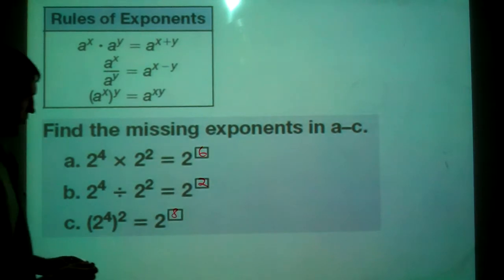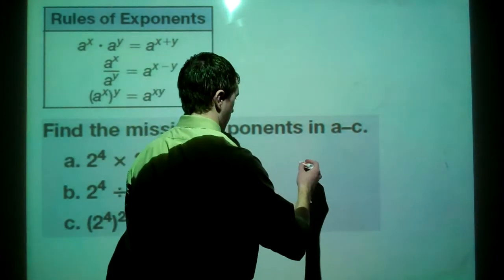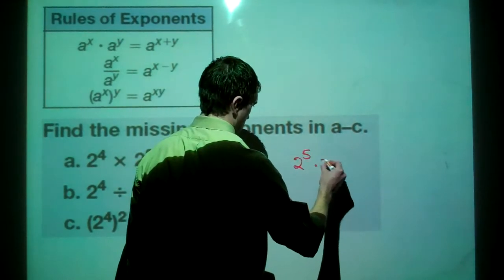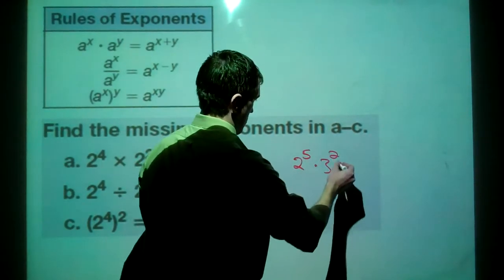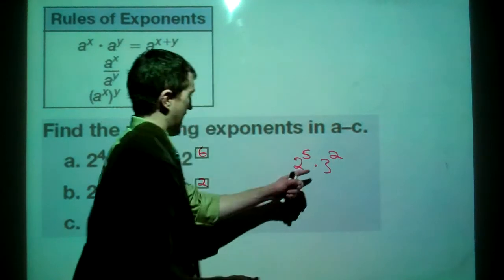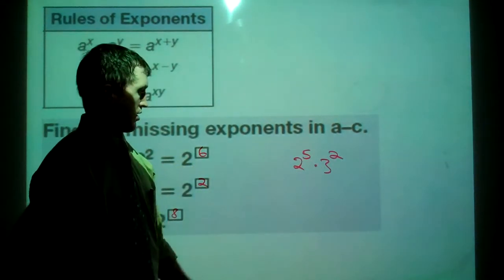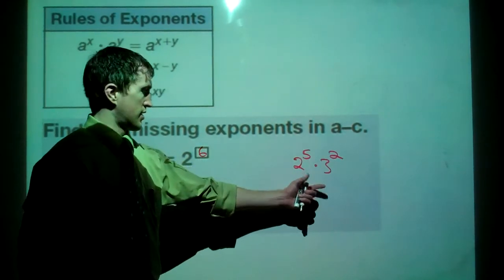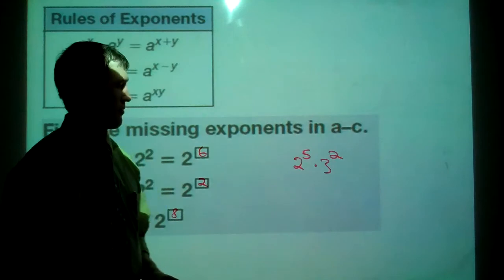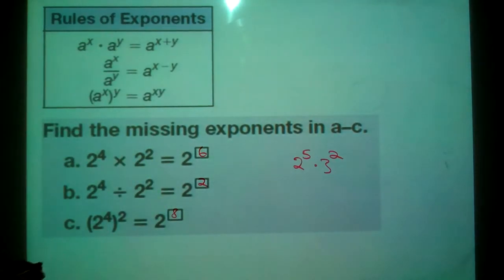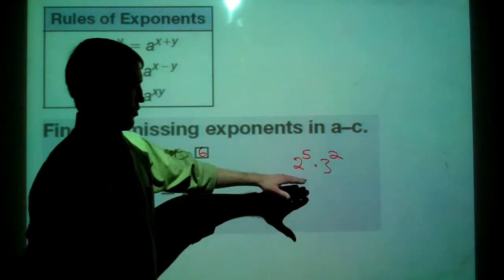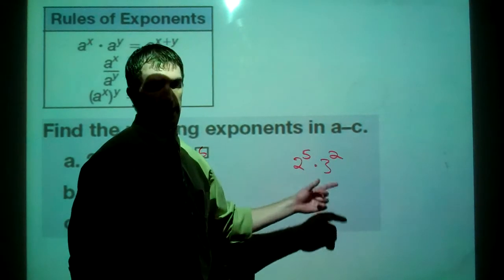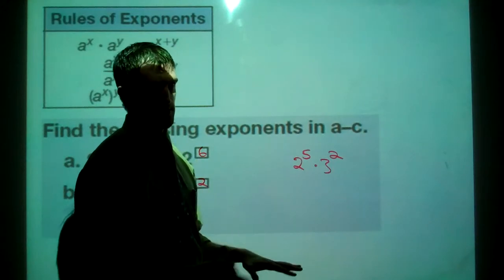So just to make this clear, we couldn't add 5 and 2 together here because 2 is a different base than 3. It only works if your bases are the same, okay? So here we'd actually have to go through and multiply this out separately because once again we can't add those exponents together because the bases aren't the same.